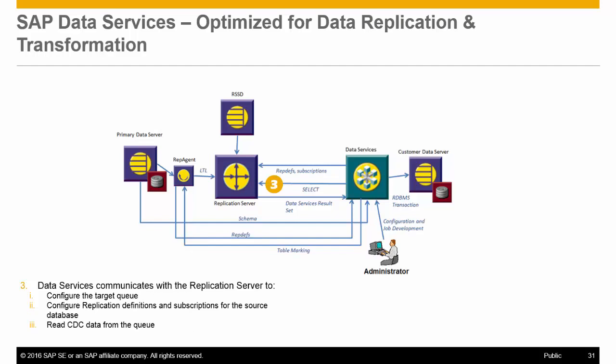Finally, data services will communicate to the replication server to first configure the target cube and also configure the replication definition and subscription for the source table that defines when to start and when to end the data set you prepared to copy for each data flow. And last, read the CDC data from the cube before you load it to the target systems.